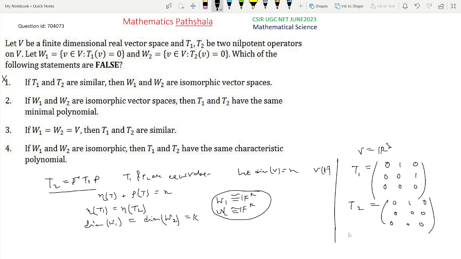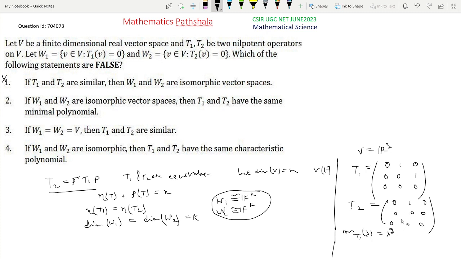The eigenvalues of T1 and T2 are both only 0, so they are nilpotent operators. For the operator T1, the minimal polynomial m T1 of lambda is clearly lambda cube, because there is only one Jordan block corresponding to the eigenvalue 0, and the largest size of this Jordan block is 3. So in the minimal polynomial, 0 will appear 3 times. And see for T2, there are two Jordan blocks corresponding to 0.